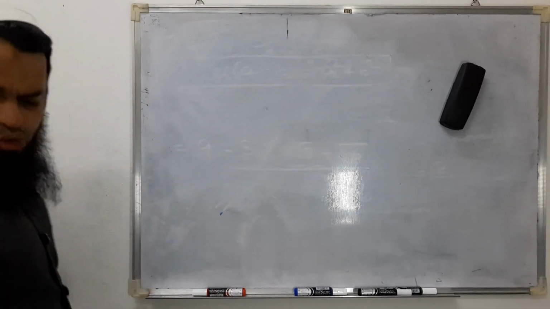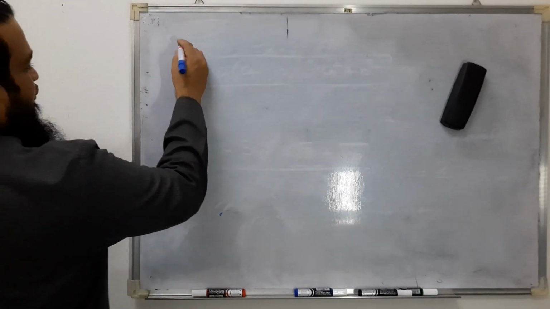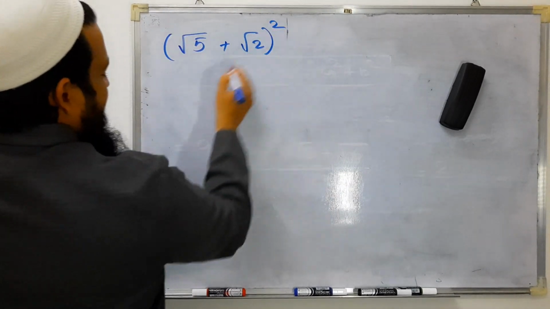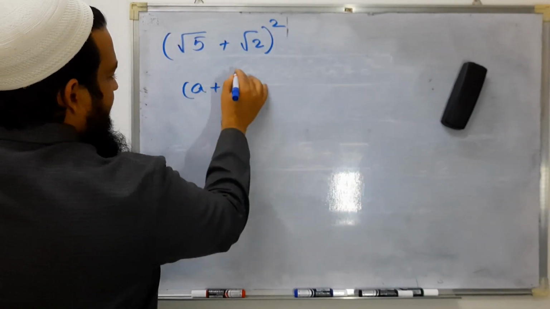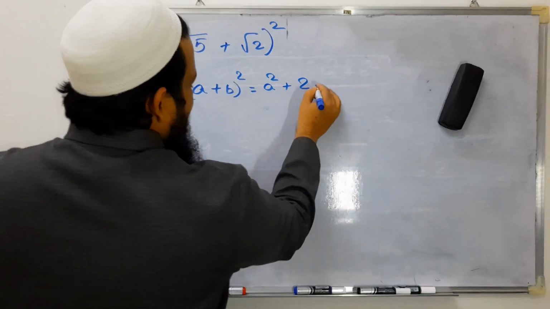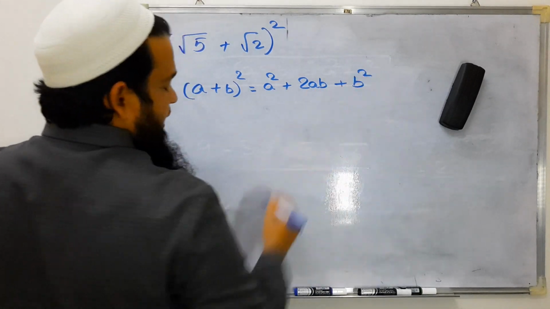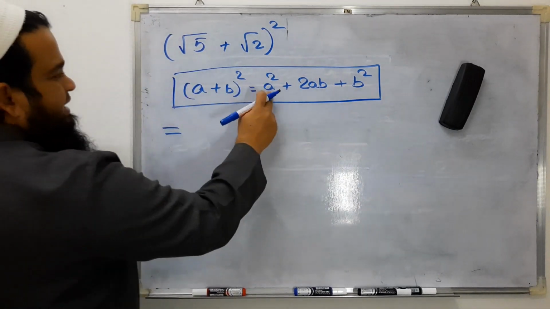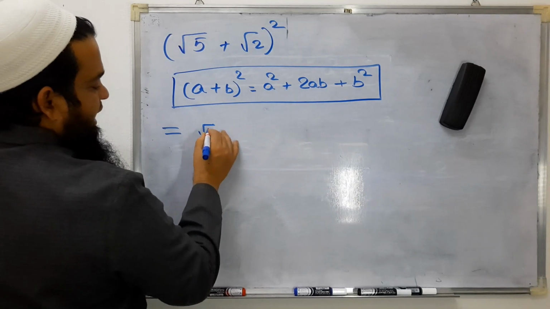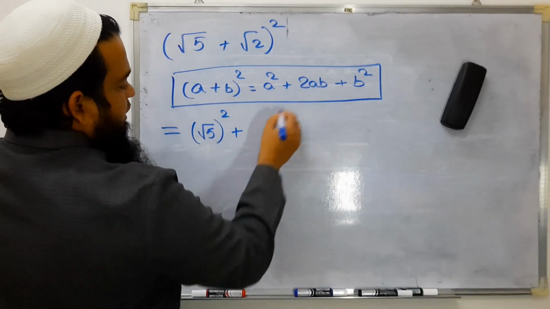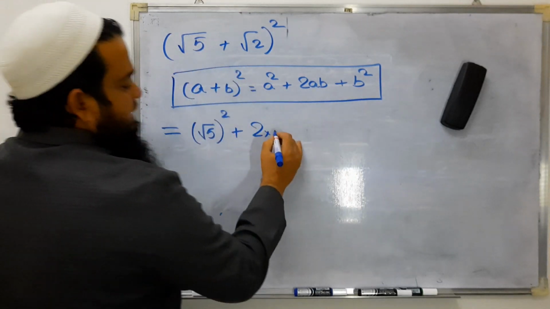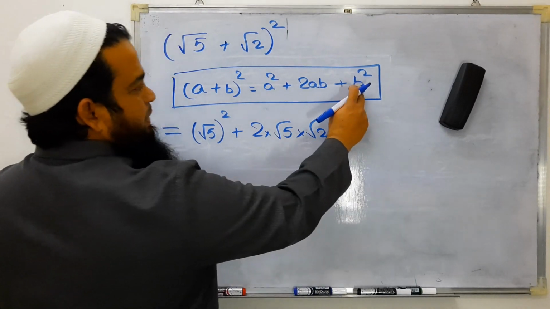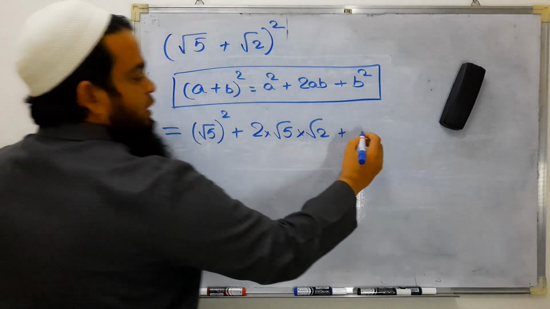(√5 + √2) whole square. So it is in the form of (a + b) whole square equals a² + 2ab + b². So let us substitute in this. a square, a means (√5) whole square, plus 2 times a, a is √5, times b is √2, plus b square. b square means (√2) whole square.